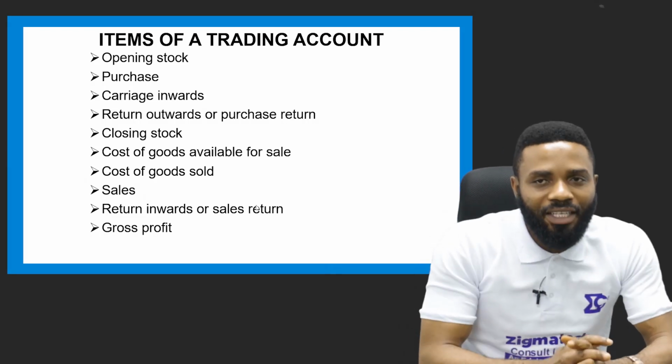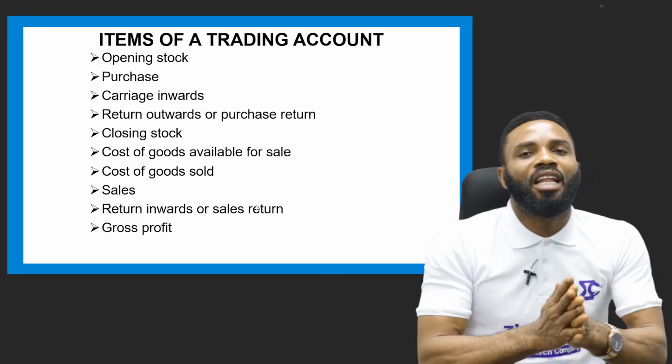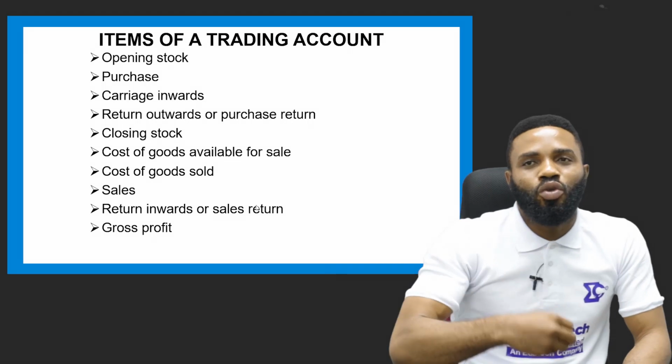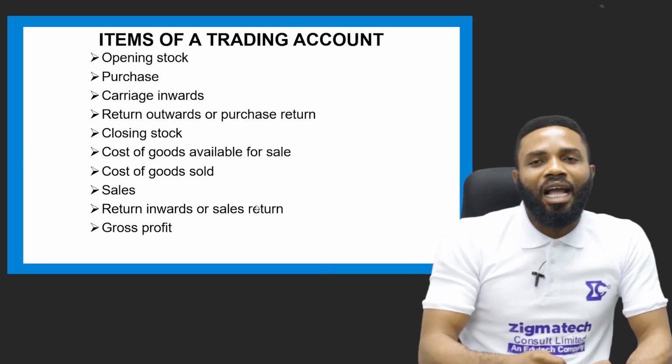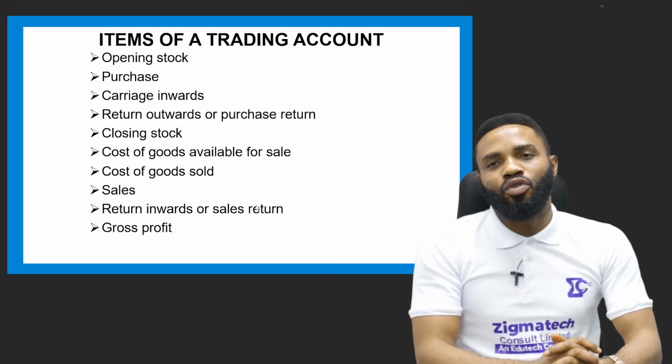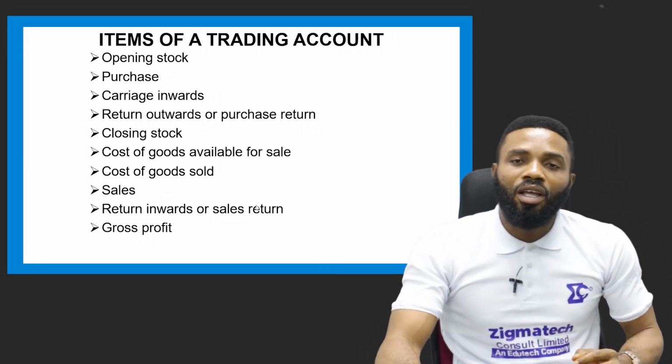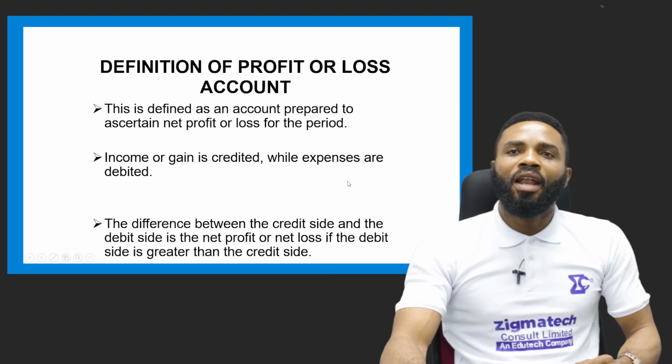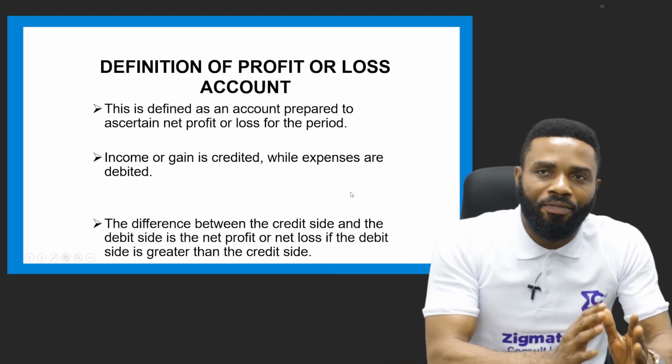And then the very last thing is gross profit. This is now the last item you should know on trading account, gross profit. And gross profit, like we have said earlier, is the difference between your net sales and your cost of goods sold. Now, we've been able to define that.